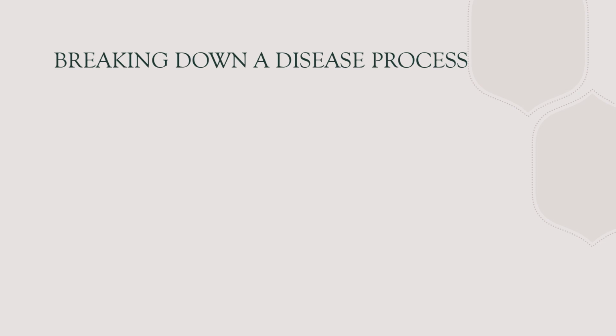How to break down a disease process. So what is a disease process? Such as hypertension, asthma, all those different types. You know what disease processes are. So first we're going to start off with the pathophysiology of it. What is happening in the body? You need to refer to your anatomy and physiology notes, okay?